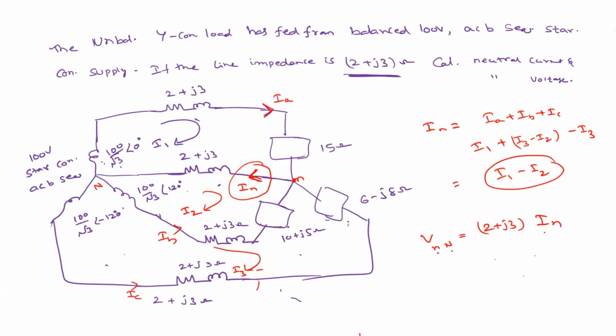If we are considering I1, I2, and I3 currents, we will get I1 minus I2 minus I3 as the neutral current. Instead of considering IA, IB, IC, we can consider the loop current. Only I1 and I2 were considered, so calculation of I1 and I2 itself is enough. No need to calculate I3.